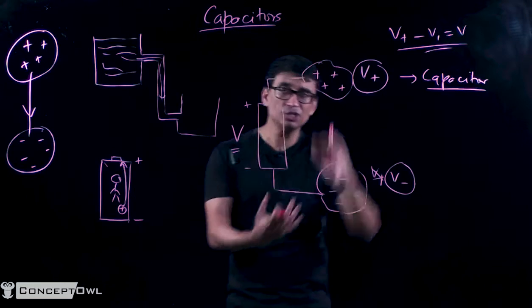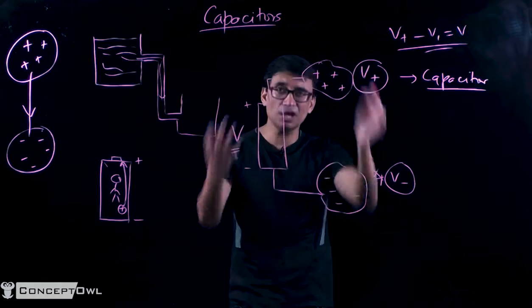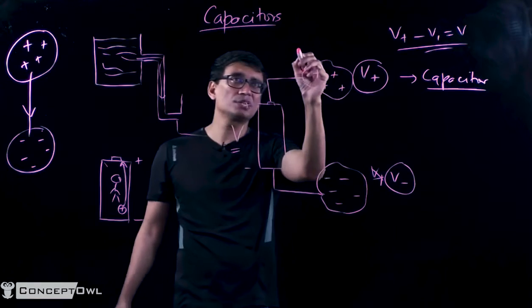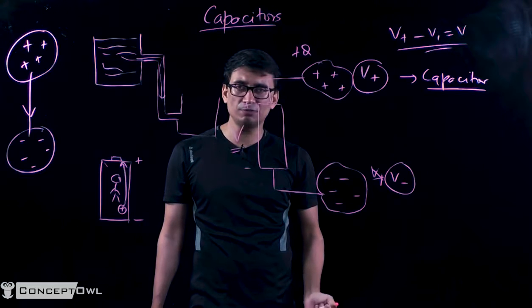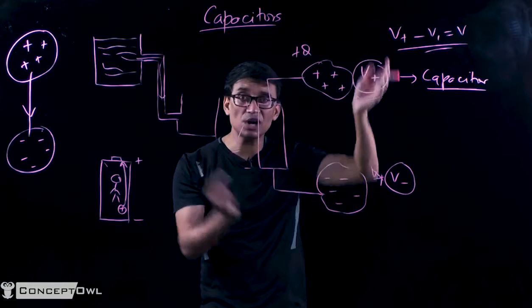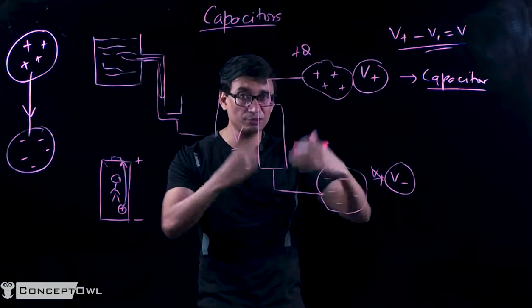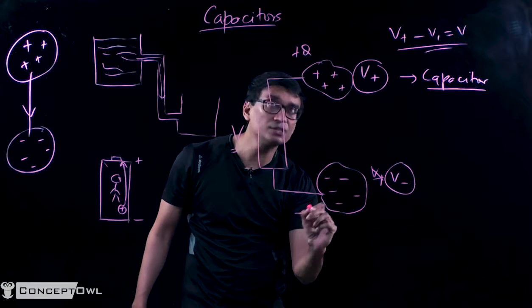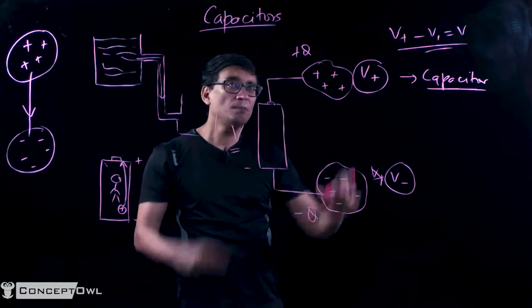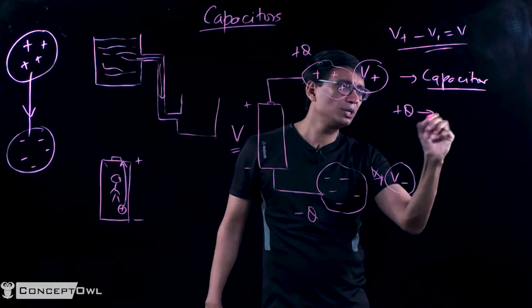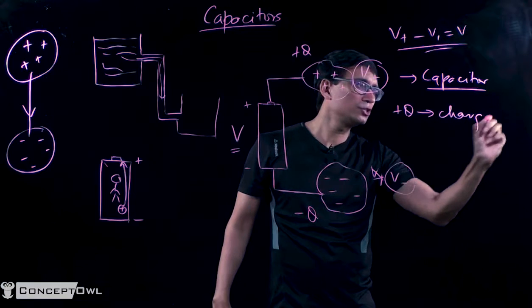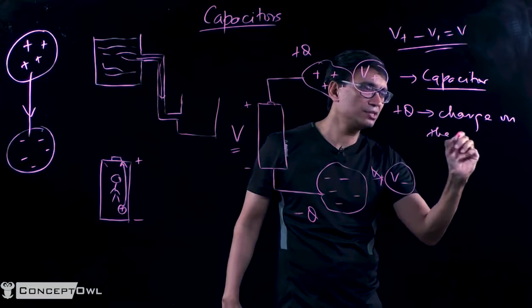And how much charge can they store? What's the total charge? If the charge here was, let us say, plus Q, what is the charge here? The charge here would be minus Q. Why? Because the total charge is zero. Remember, there was no charge before we started. Net charge is zero, but we call plus Q the charge on the capacitor.